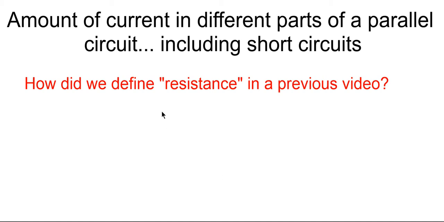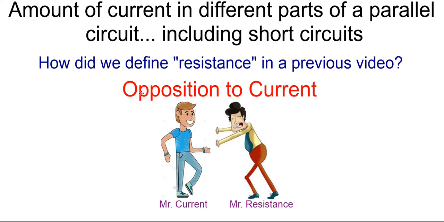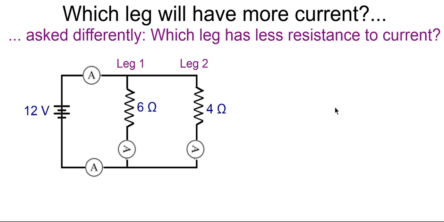Now, first, how did we define resistance in the previous video? We defined it as opposition to current. You could say resistance to current. Opposition is probably a better word. We had this silly picture here: Mr. Current walking along happily, and all of a sudden Mr. Resistance starts to oppose him. Resistance opposes current.